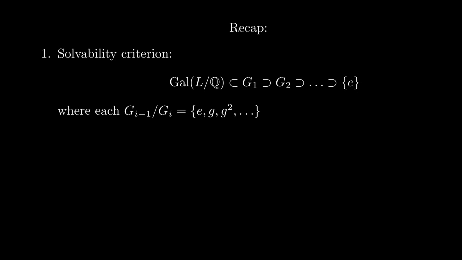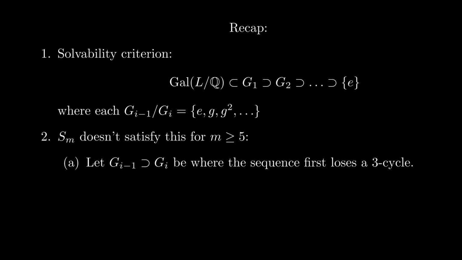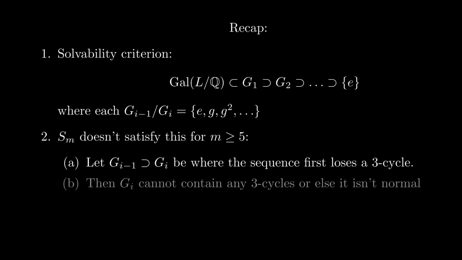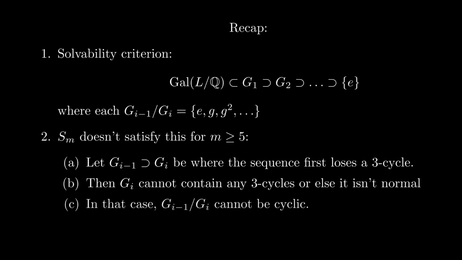As a recap of what we just did, we discovered a criterion that Galois groups of solvable polynomials must satisfy. And we proved that the generic symmetric group with at least 5 roots doesn't satisfy this. We did it by finding where the Galois group first loses a 3-cycle, then proved that it can't have any 3-cycles or else it would have them all. Then we showed that if there is a drop-off like this, the quotient isn't cyclic.